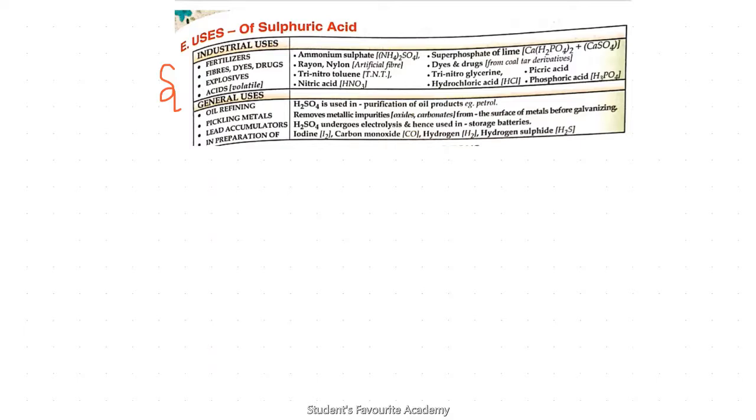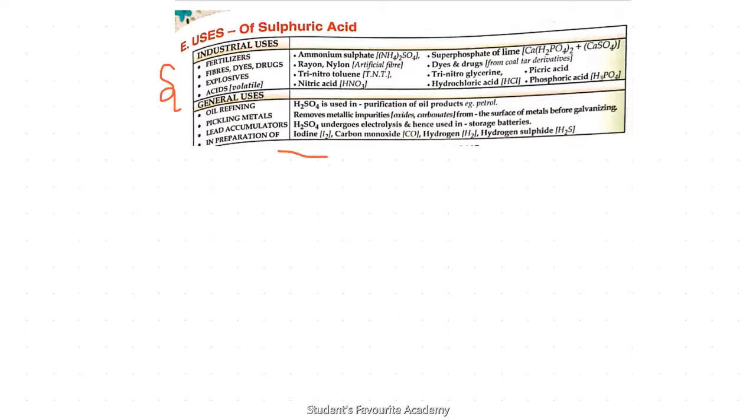Okay, and in lead accumulators, what is happening? H2SO4 undergoes electrolysis and hence it is used in storage batteries. Then it is used in the preparation of iodine, carbon monoxide, hydrogen gas and hydrogen sulfide.